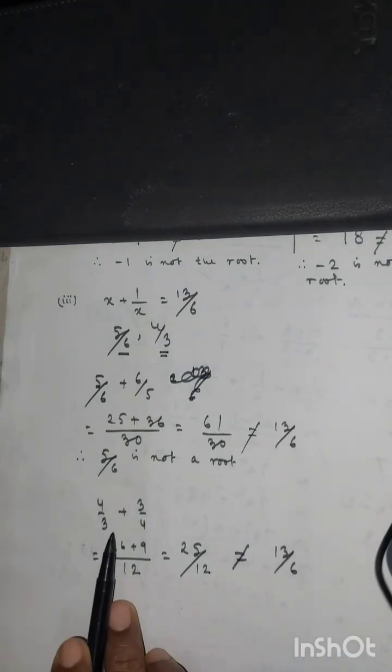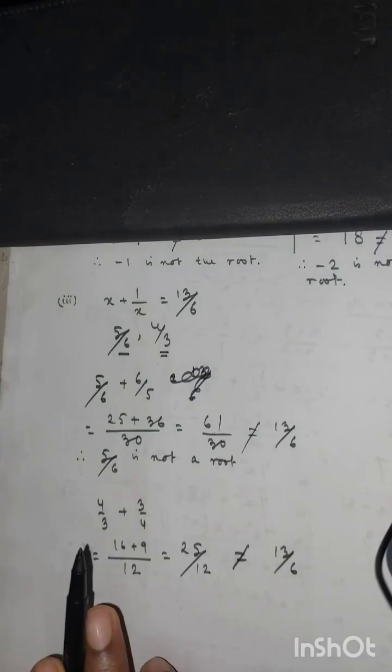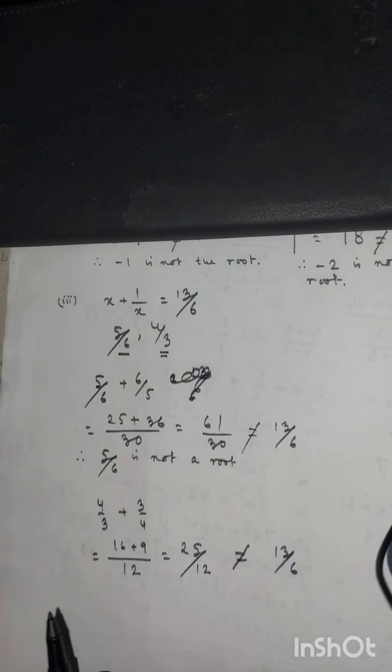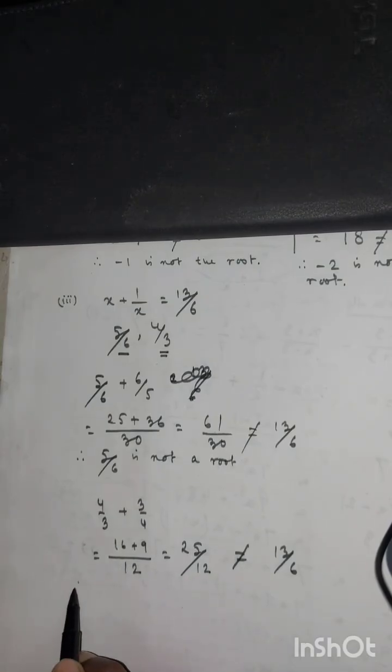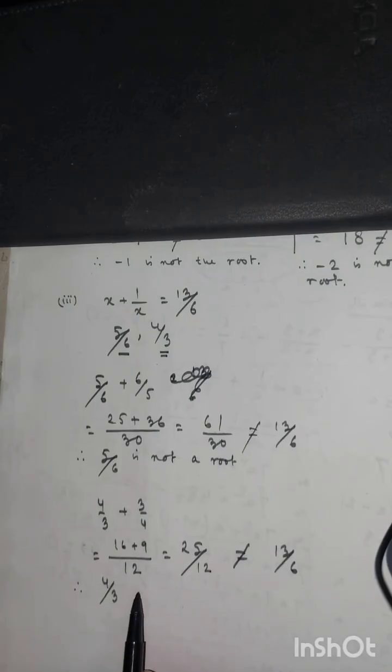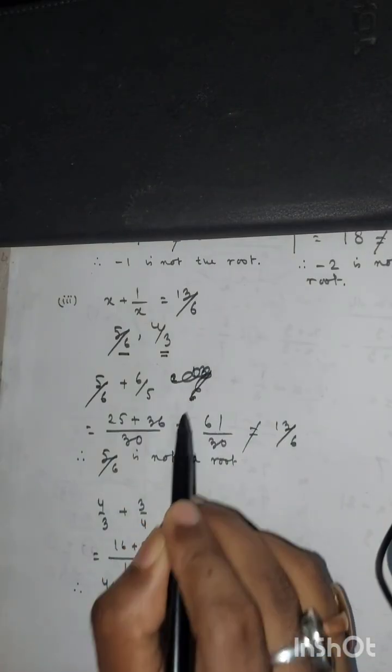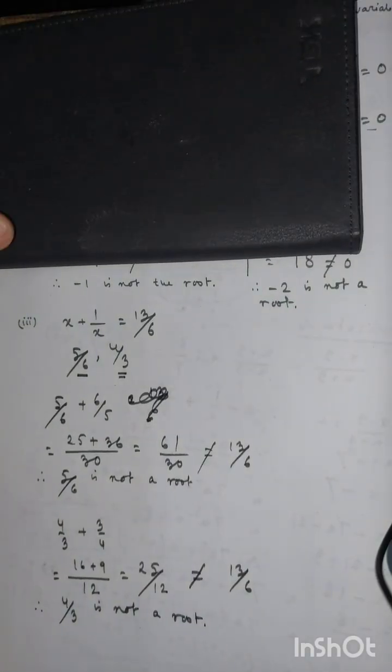Therefore, LHS is not equal to RHS. Therefore, 4 by 3 does not satisfy the given equation. Therefore, it is not a root of this equation. Therefore, we can say 4 by 3 is not a root. Now let us proceed to our next question, that is question number 4, Roman 4.